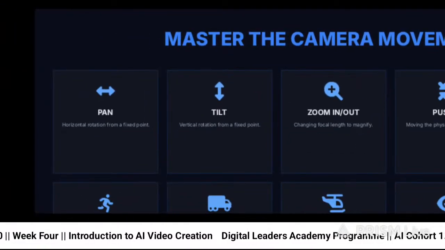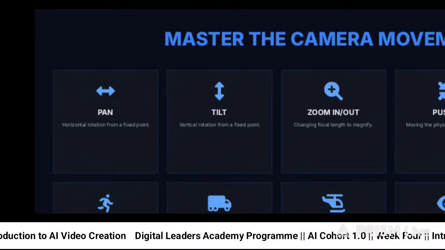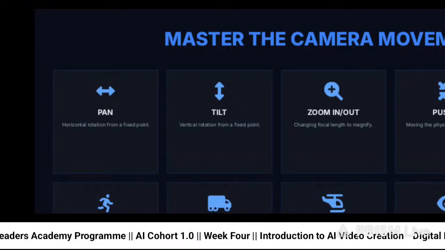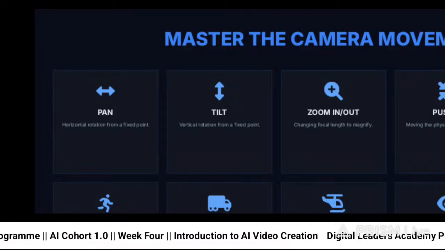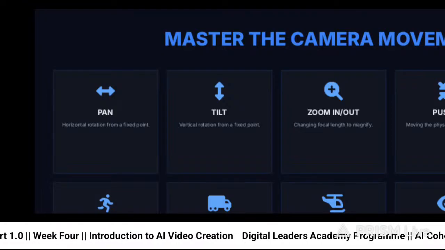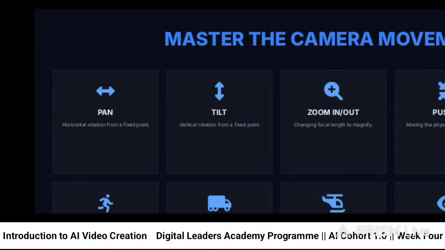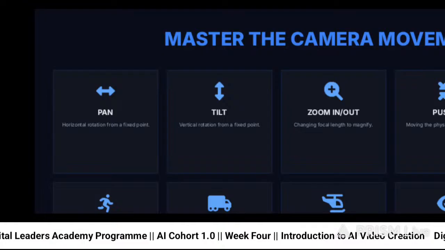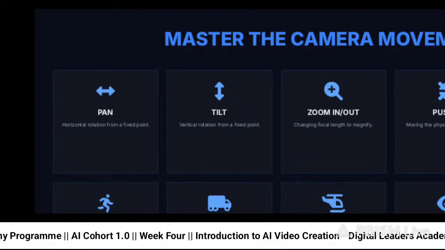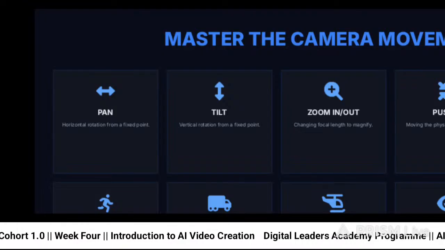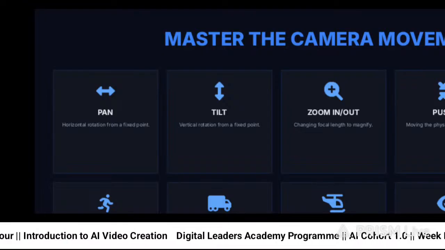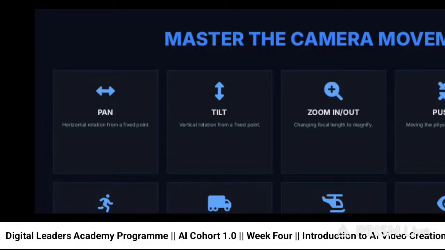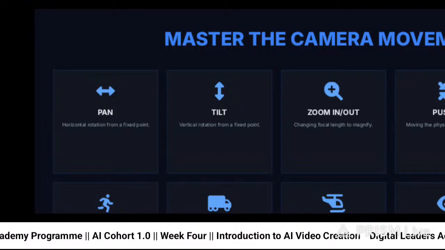The first one is the pan movement, the pan camera movement. This is the horizontal rotation from a fixed point. Take note, for this kind of movement, the camera is going to be at a spot, according to what you are prompting to your AI, but it will start moving horizontally, just like it's moving on a straight line. So the character can be moving, but the camera is following that movement horizontally. That's the pan movement.